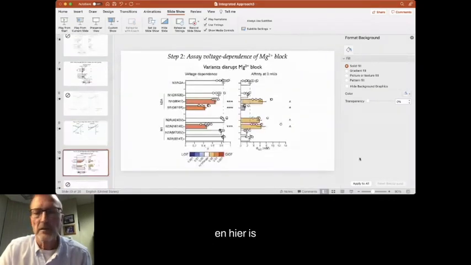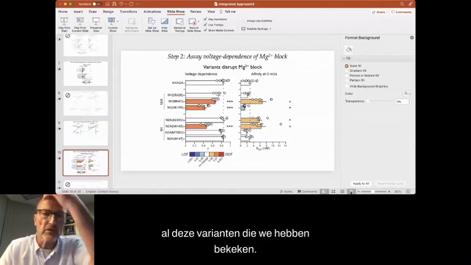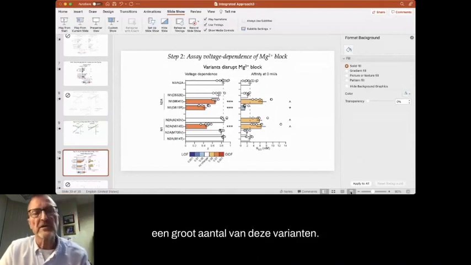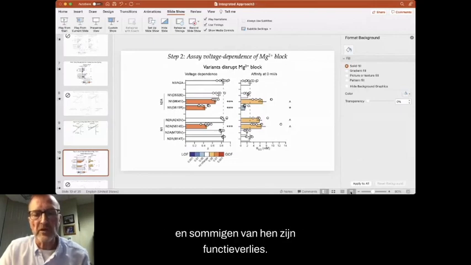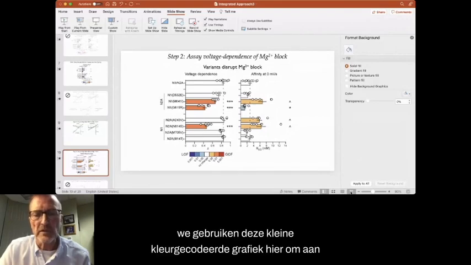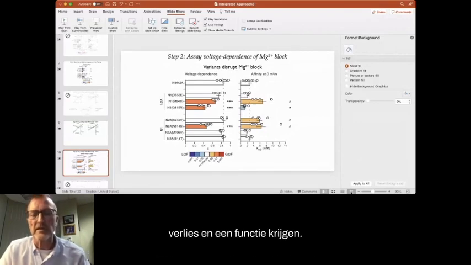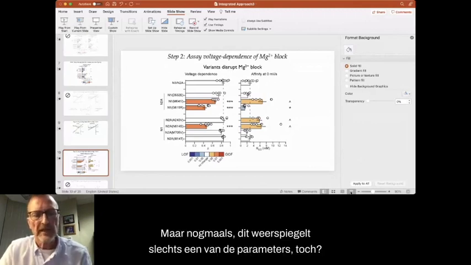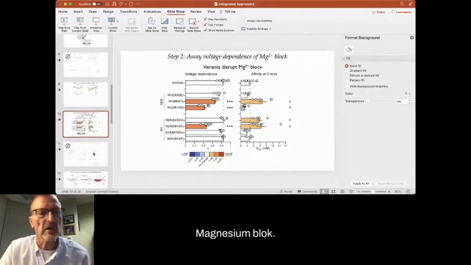And here are all these variants that we've looked at, a large number of them. We see that some of them are gain of function and some of them are loss of function. You don't have to worry about the absolute numbers because we're using this color-coded chart to indicate loss and gain of function. But again, this just reflects one of the parameters, magnesium block.